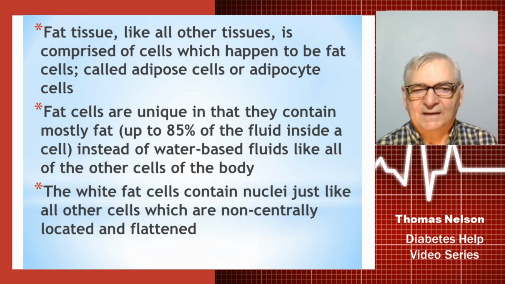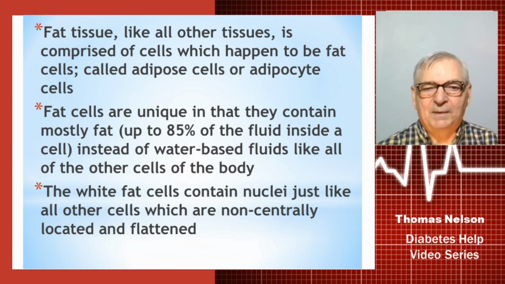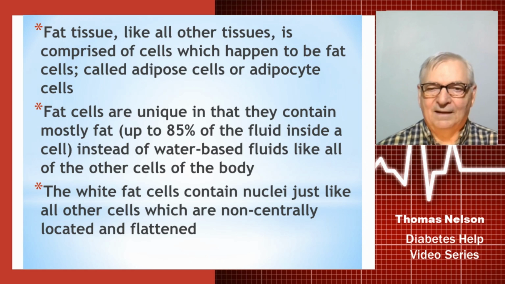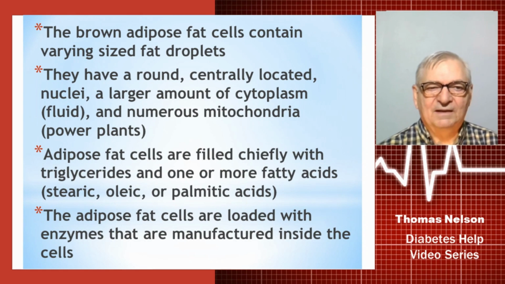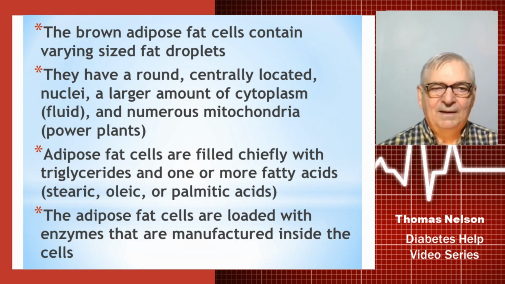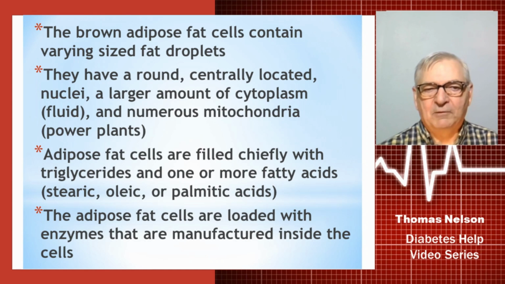So the white fat cells contain a nucleus, a city hall, which contains their DNA, just like any other cell, but it's usually not in the center of the cell. It usually gets pushed up and flattened against the inside of the membrane. So the brown adipose fat cells contain varying size fat droplets. They have a round, centrally located nucleus, City Hall, and a larger amount of cytoplasm, which is the fluid inside the cell, and numerous mitochondria. They have a massive number of power plants to burn that brown fat in order to generate the heat to keep the baby warm and safe.